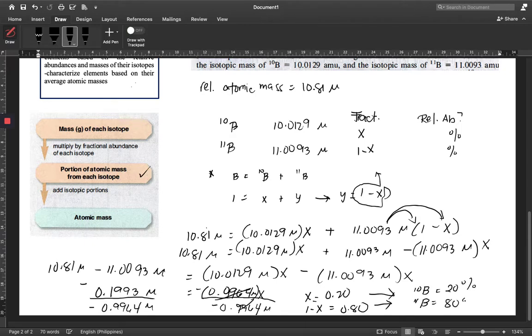So out of the information given, we have now identified the relative abundances for each isotope.